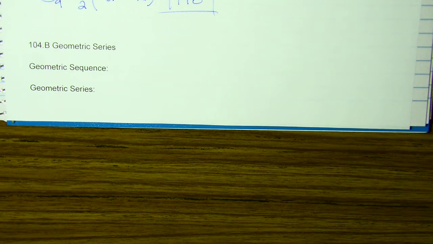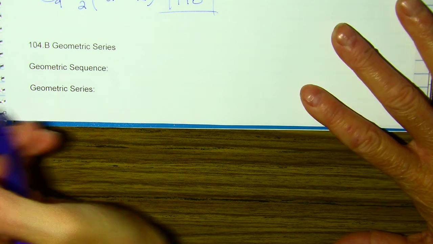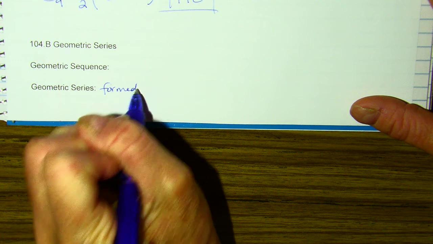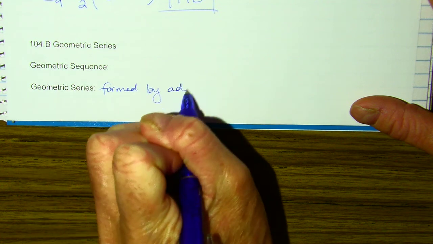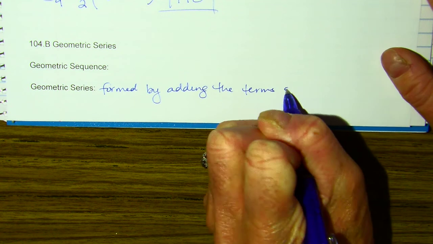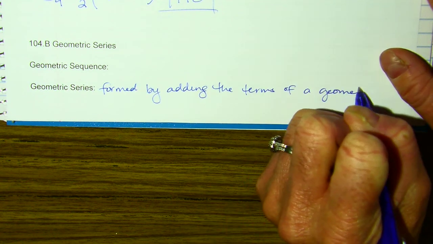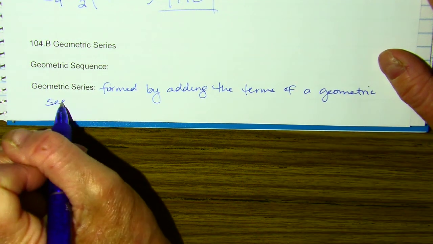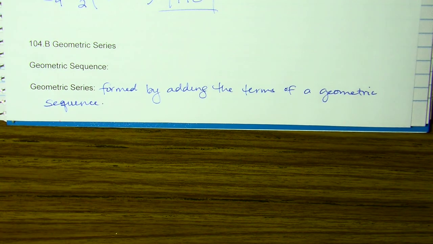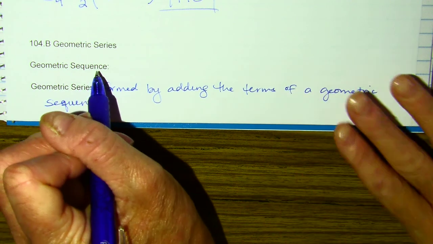to 10.4.B, which is on geometric series. So a geometric series is formed by adding the terms of a geometric sequence, just like an arithmetic series. In an arithmetic series, you're adding the terms of an arithmetic sequence. In a geometric series, you're adding the terms of a geometric sequence. So let's go over what a geometric sequence is.